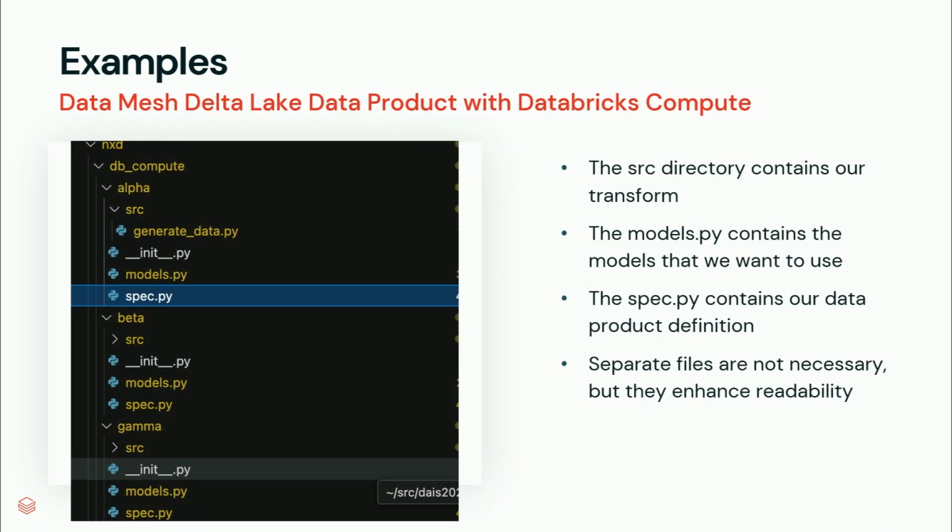But this wouldn't be a fun talk if I didn't tell you how we could do it in a much cooler fashion. So if we're looking at this layout in my repository, I broke it up into a directory with my transform, a directory with my models, and a directory with my spec. It wasn't necessary, but it made it more readable.